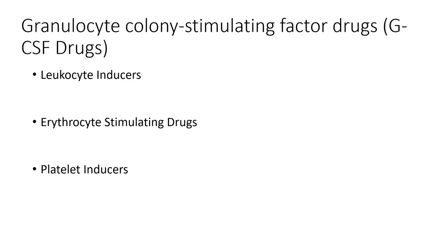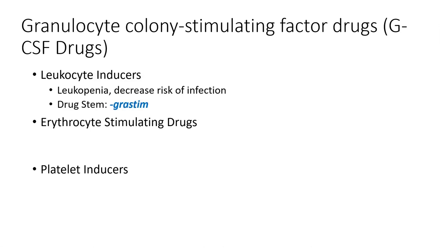When we're going through these, leukocyte inducers are given when a patient has leukopenia, which is a deficiency of white blood cells, or use of chemotherapy leaves them at risk of infection. So we're going to give this to decrease that risk of infection, because what they're going to do is increase those white blood cell productions. Now these drugs end in grastim. So filgrastim is an example, like Neupogen.